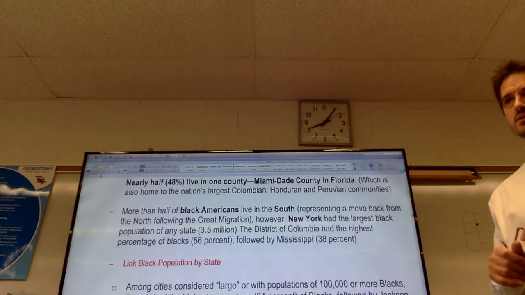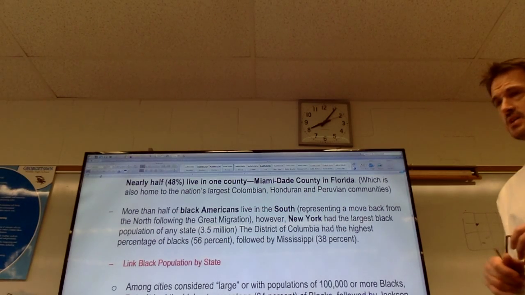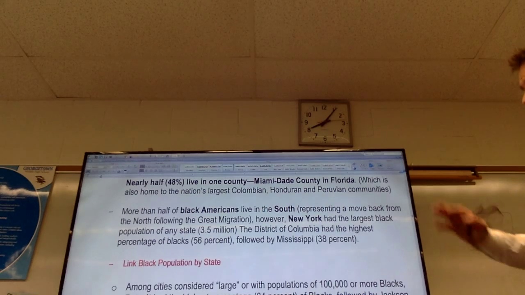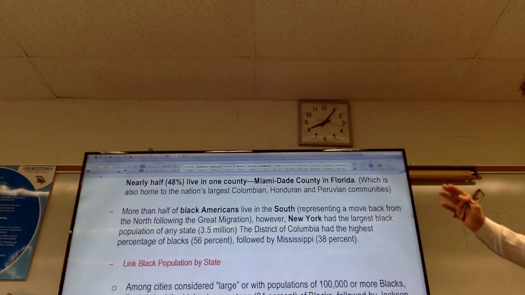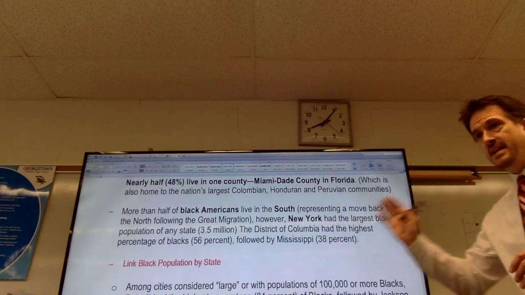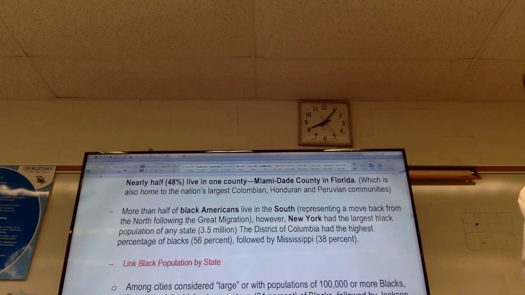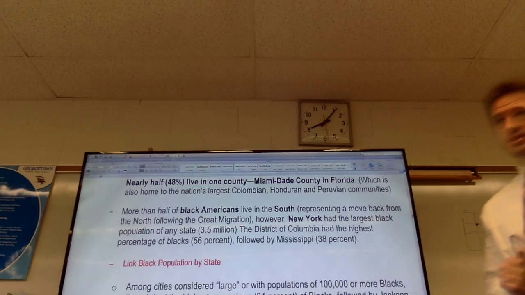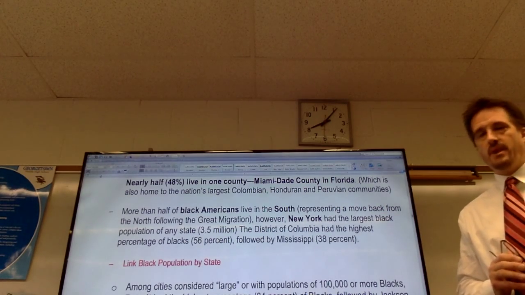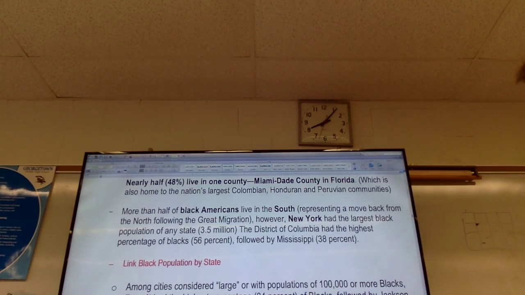There was de facto versus de jure segregation and discrimination, but arguably there were more opportunities in the North. What you're seeing now is a move back to the South, and a lot of it is because of the cheaper cost of living. It's a little less expensive to live in the South. So more than half of Black Americans live in the South.